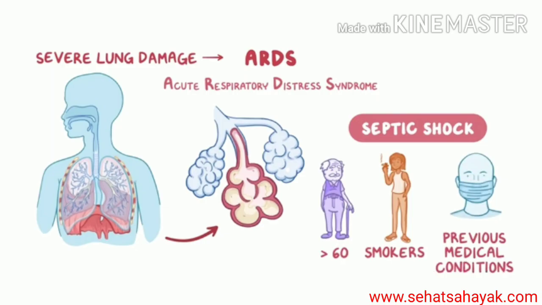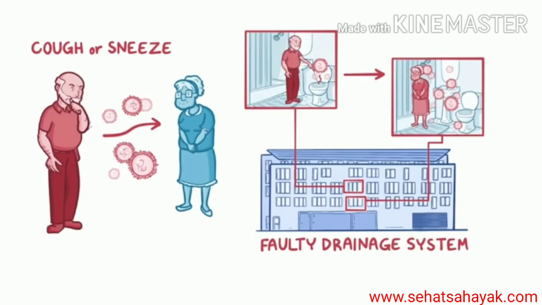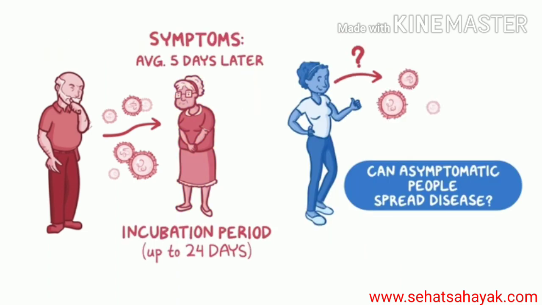Some people are at more risk for COVID-19, like older age, smokers, and those with previous medical conditions like tuberculosis, diabetes, HIV. In these patients, coronavirus can spread quickly. The virus is spread by coughing or sneezing, also called droplet infection. The virus enters the body through the nose, mouth, and eyes.